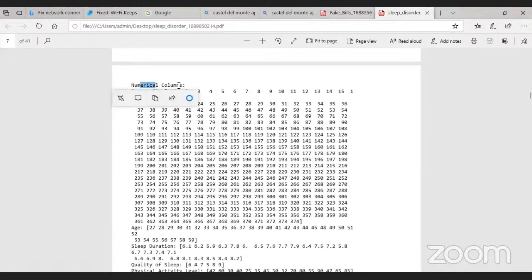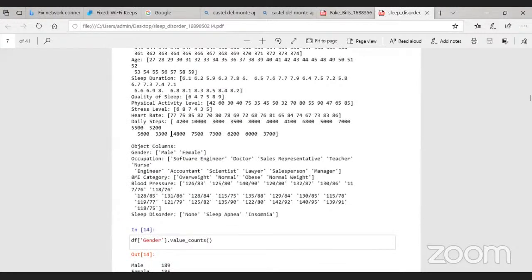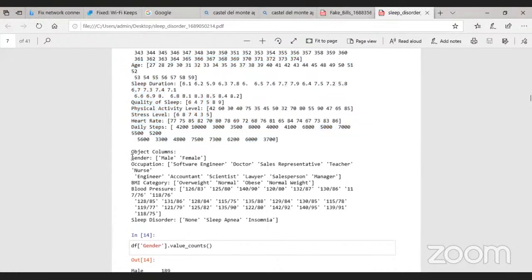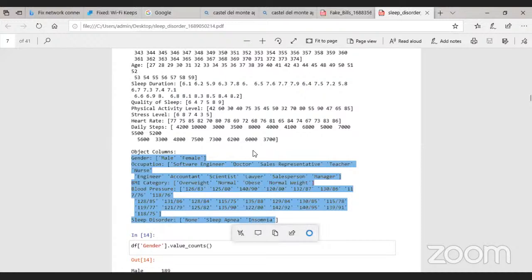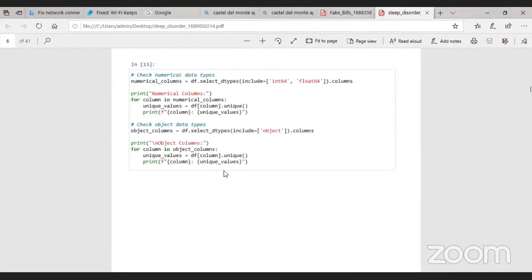So person ID is a numerical column, so it will give me all the numerical columns available and the data available. Then age, sleep duration, quality of sleep, stress level, all of this is numerical. So it has bifurcated the numerical data and the categorical data, that is the text data, separately. This way I can also have a view of my data, right?